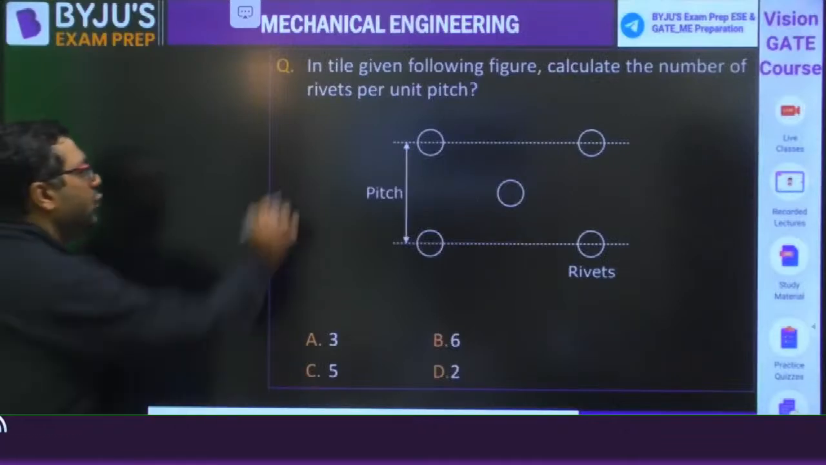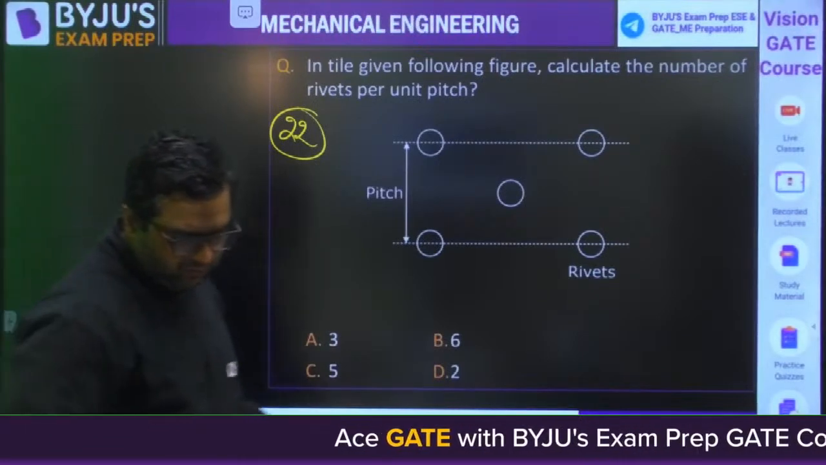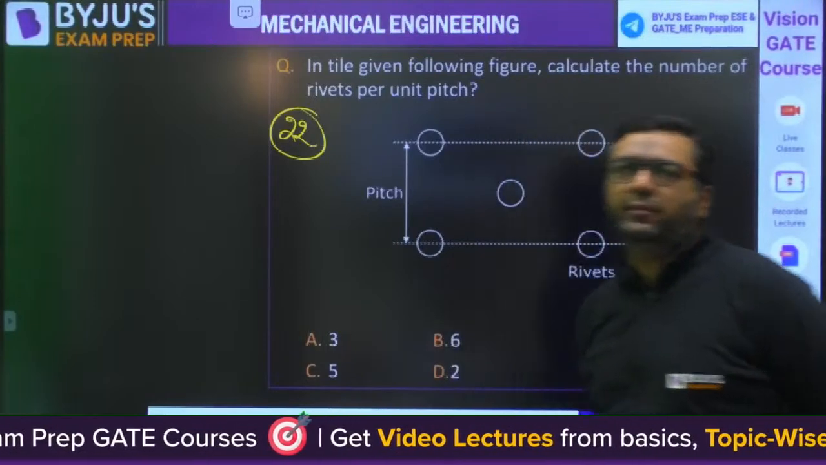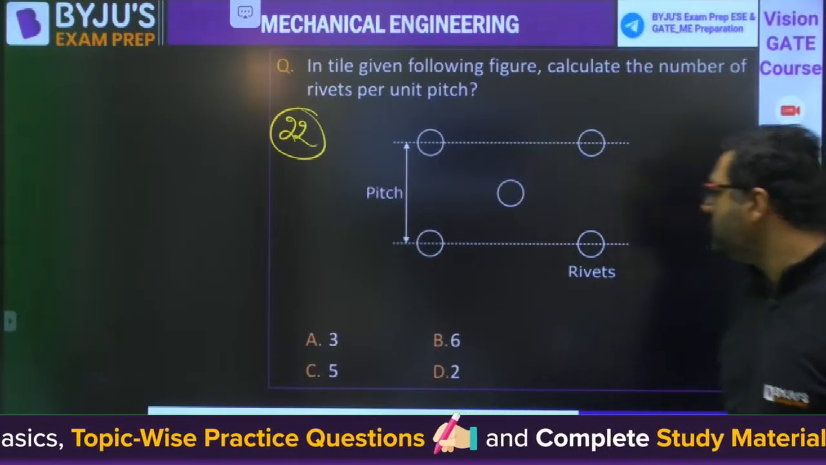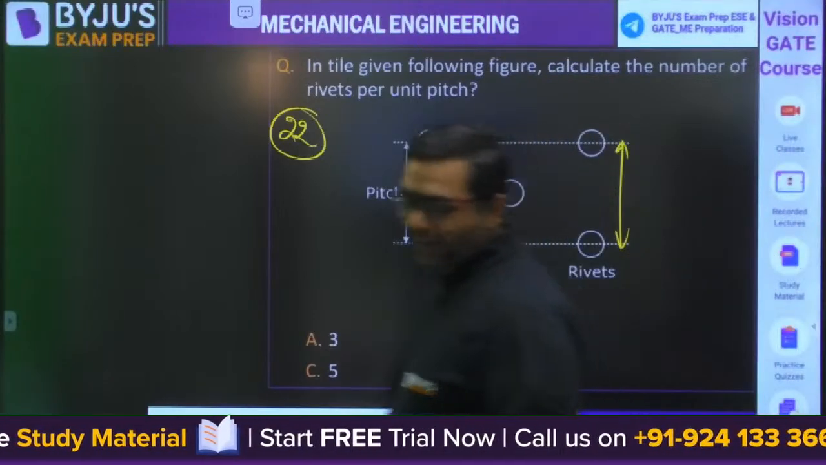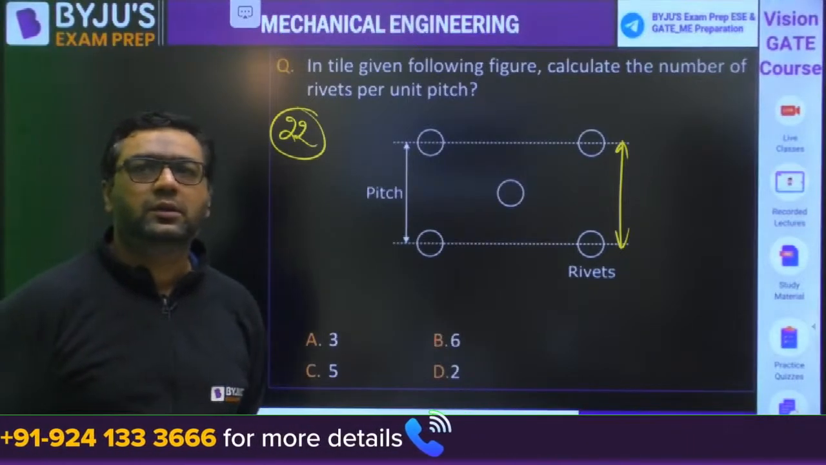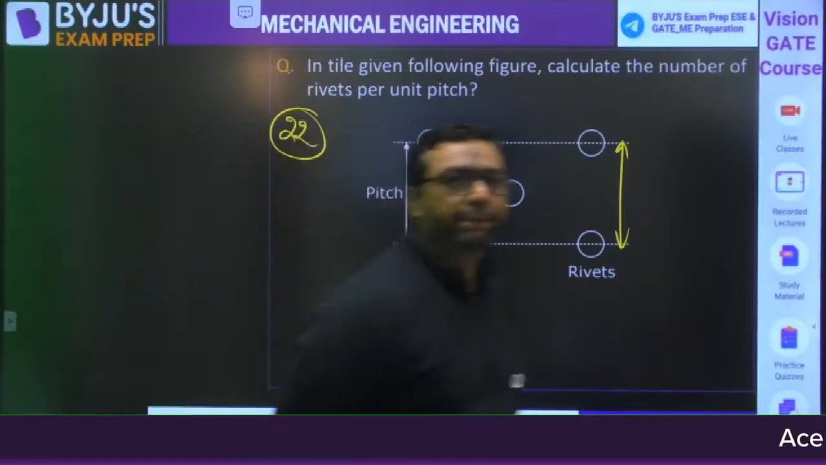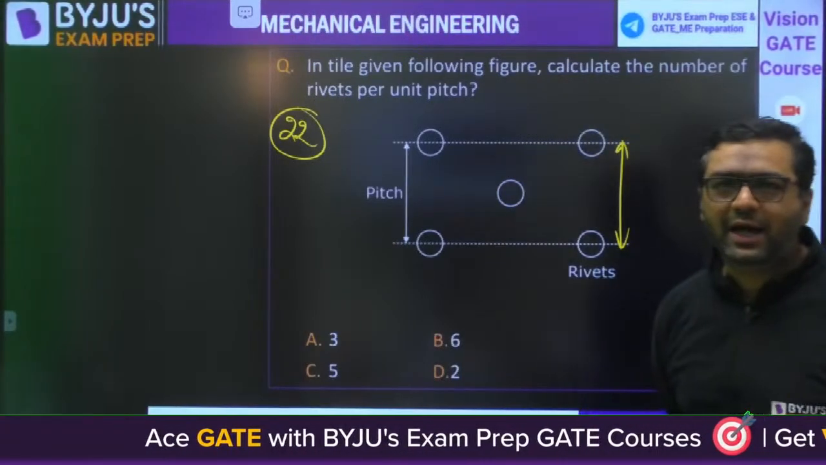Moving to question number 22 from rivets. What is the answer for this? Eight more questions to go from my side, then Chandra sir will be coming. So you need to find the number of rivets per unit pitch length. This is the per unit pitch length. Very easy question. Solve the answer, guys. Okay, Tushar is saying A.